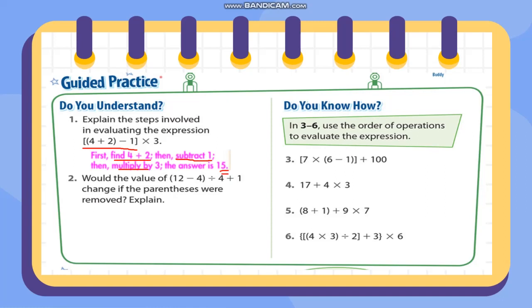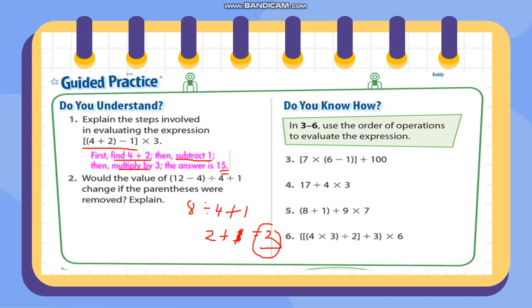Next, question number 2. Would the value of 12 minus 4 divided by 4 plus 1 change if the parentheses were removed? So, let's find out. With the parentheses, let's evaluate. 12 minus 4 is 8. Then 8 divided by 4 plus 1. 8 divided by 4 is equivalent to 2, and 2 plus 1 is equivalent to 3. So that is the answer for this expression with parentheses.